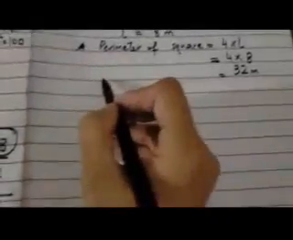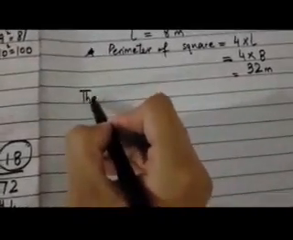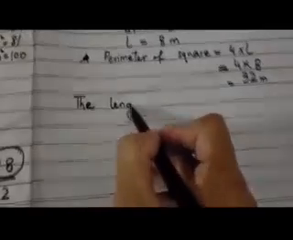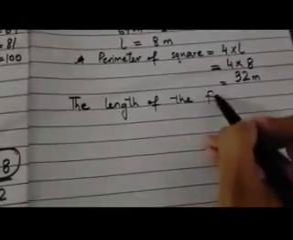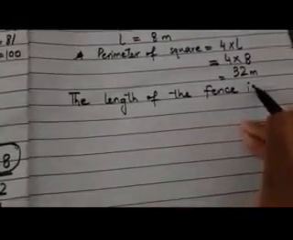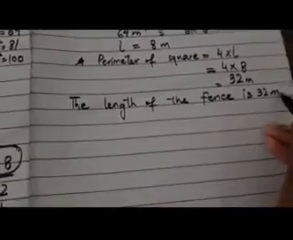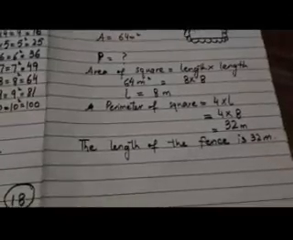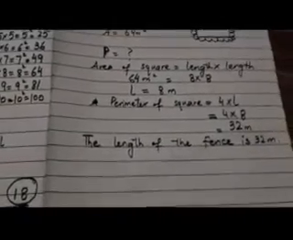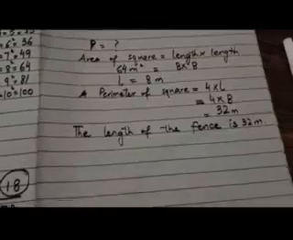So we can write our final statement as this: the length of the fence is 32 meter. Got it? I hope you have no query. If you have any query, you can ask anytime.